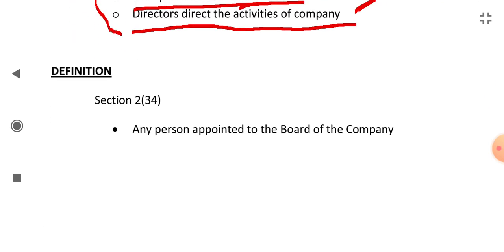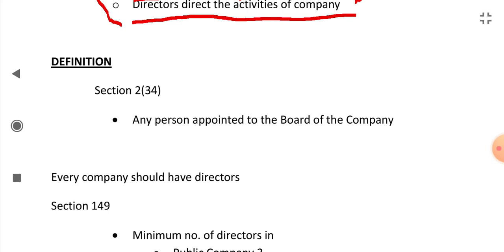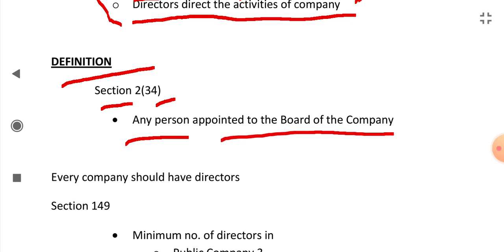The definition given in the Companies Act, section 2 clause 34, is: any person appointed to the board of the company is known as director. Any person who has been appointed to the board is called a director. This is the definition given in the Companies Act. Every company should have directors. It is compulsory that every company should have directors.